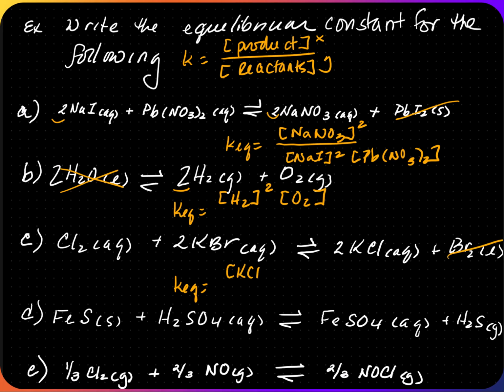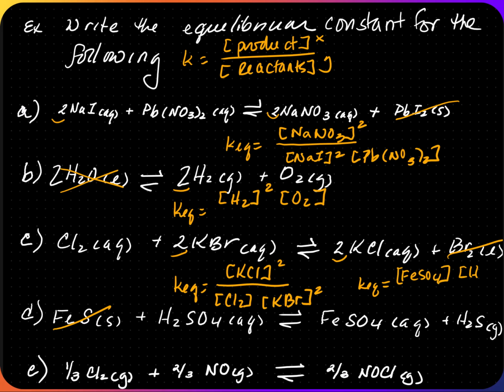That's going to be KCl to the second power because the coefficient is 2, divided by Cl times KBr to the second power because there's a coefficient of 2. The other coefficient is 1. So for D, we're going to add all of them except for iron sulfide because that is a solid. So my Keq is going to equal FeSO4 in brackets times H2S divided by H2SO4. And all the powers are 1 because the coefficients are all 1 here.